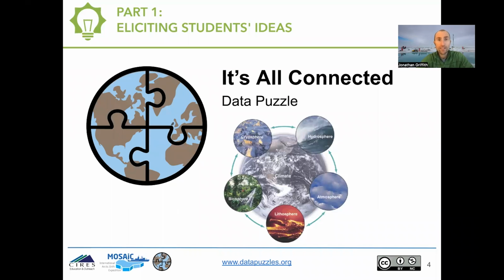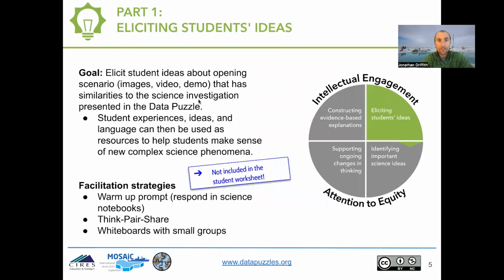In this video, I'm going to describe the eliciting students' ideas practice in the context of the It's All Connected data puzzle. The goal of this practice is to bring out student ideas about an opening scenario. It could be an image or video, a question, or a demo that has similarities to the science investigation presented in the data puzzle. These student resources, experiences, ideas, and language can be used to help students make sense of new, complex science phenomena. So we want to bring out student resources about an event that students might be familiar with that has similarities to the science investigation that they may not be as familiar with.